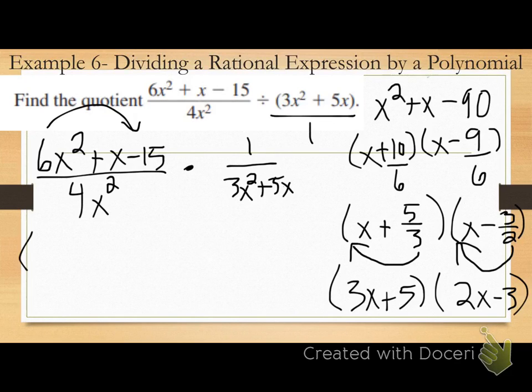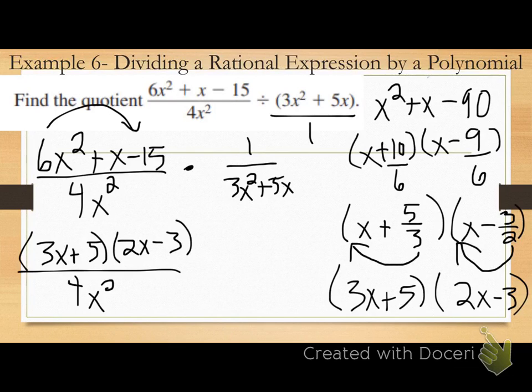So that's what I get for my numerator over here: 3x plus 5 times 2x minus 3 over 4x squared, because 4x squared can't really be factored, can it? Questions on that first fraction?